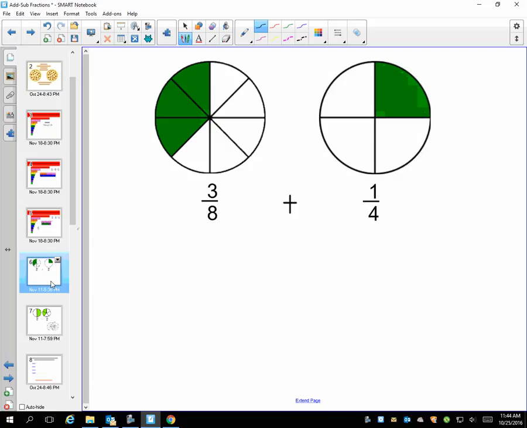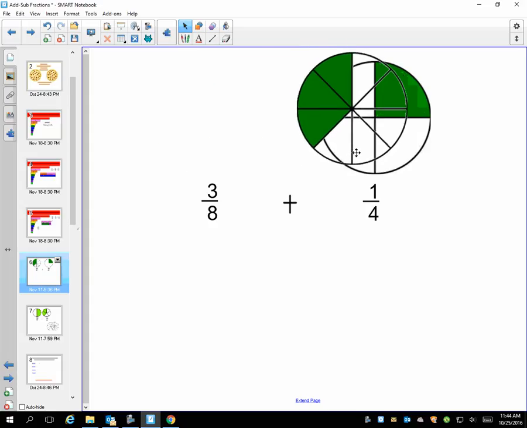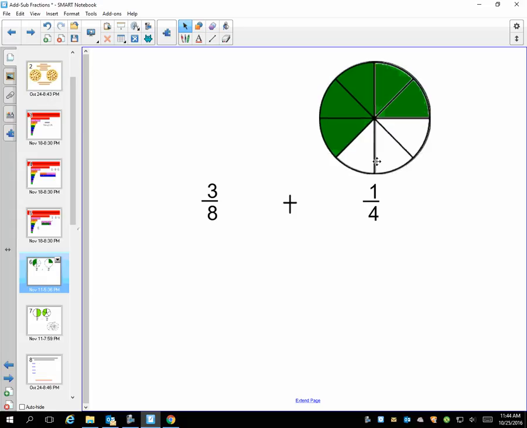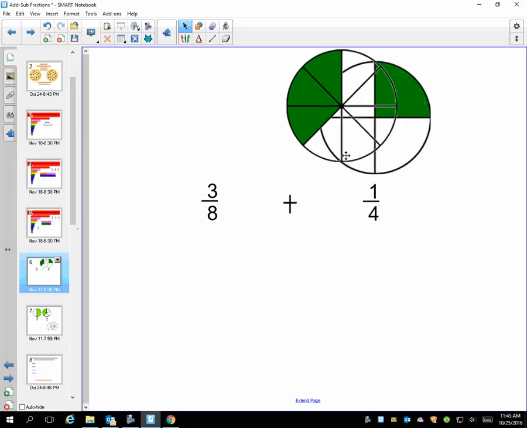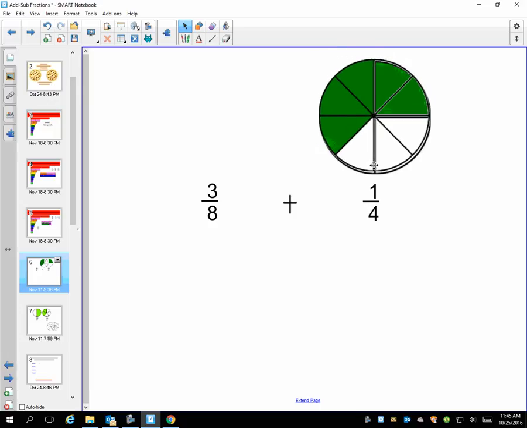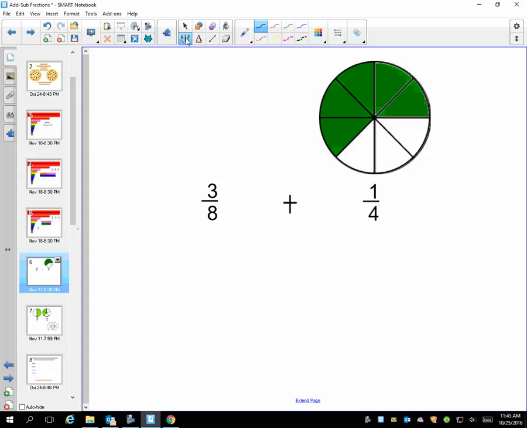Let's take a look at some fraction strips real quick. All right, so I have 3/8 plus 1/4. And so I have 3/8 modeled here, and I want to add it to 1/4. So I want to find out how much all together. If I just scoop my circles over, what has happened to the second circle? I've just divided it the same way I divided the first circle, into eighths. So my answer to this problem is 1, 2, 3, 4, 5 eighths.